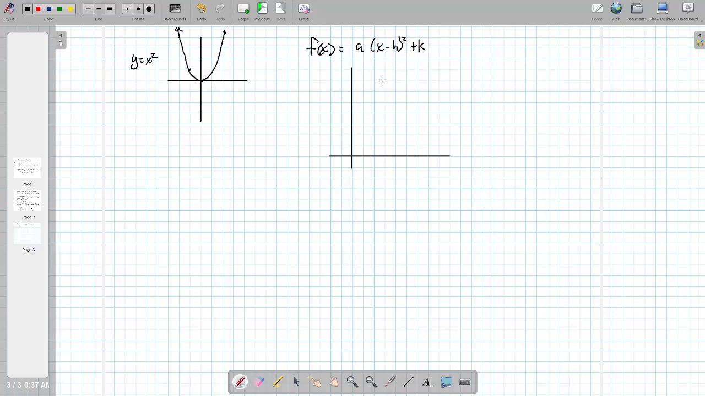Let's just assume all values are positive. I'm going to leave a as just 1, and we would end up with a graph that looks like this, where we have our vertex at h, k.